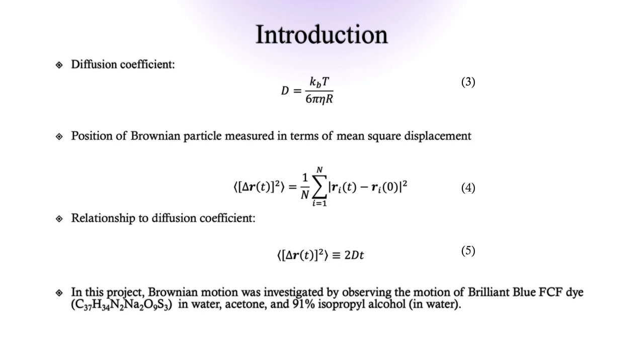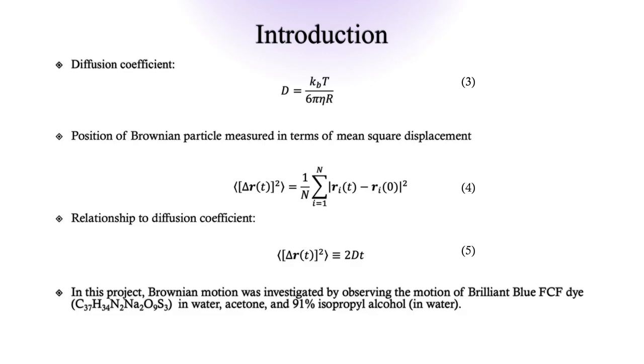Because Brownian motion is random, it cannot be measured deterministically. Instead, we apply statistical principles by calculating mean squared displacements of Brownian particles using the formula given in equation 4, which describes the mean squared displacement of n moving particles at a time t. R_i is the position of the ith particle. The mean squared displacement can be related to the diffusion coefficient by equation 5, and we will later use this result to develop a model for data fitting.